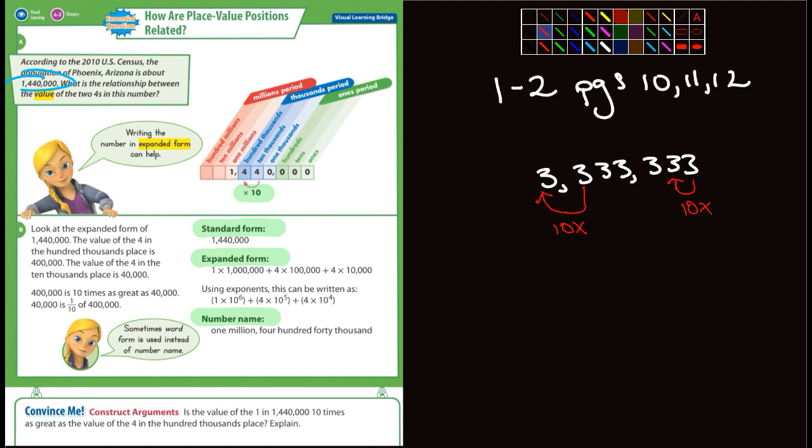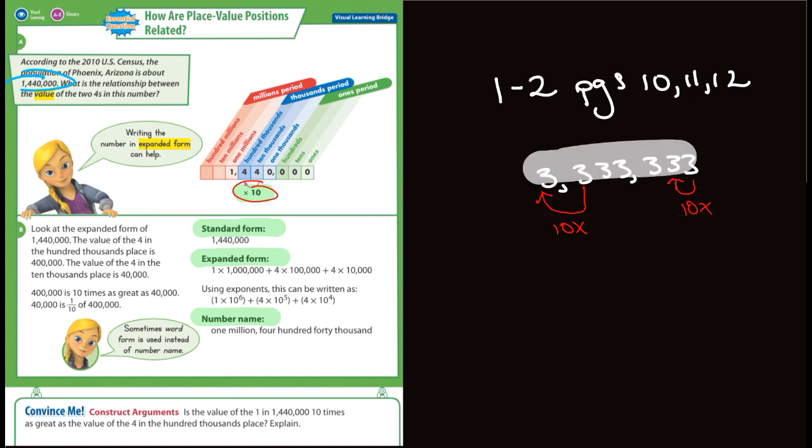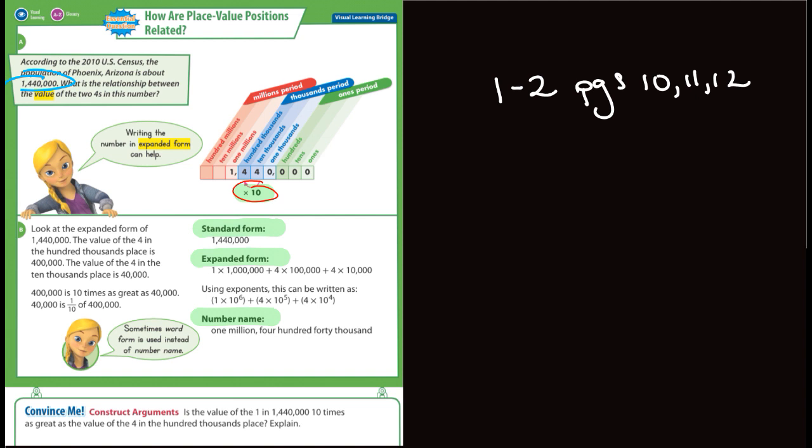That's why I wrote 3,333,333. And so in this particular case, the numbers are the same. They're talking about two fours. If the numbers are different, then it wouldn't be times 10. It might be times something else. So that's the difference when we're talking about place value.